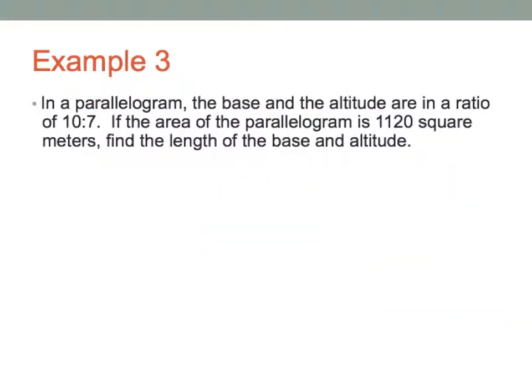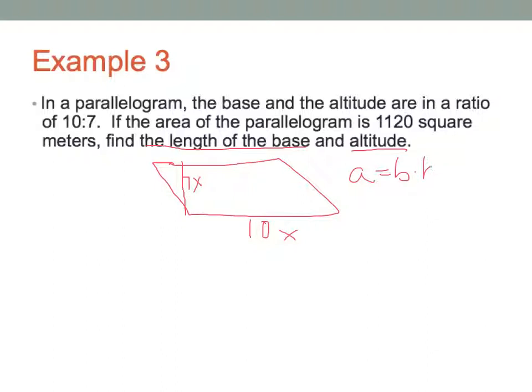Next, example 3. In a parallelogram, the base and the altitude are in ratio of 10 to 7. We've seen examples like this in chapter 10, and they're coming up more in chapter 11. So I'm going to say this is the base, this is my altitude, and they're in ratio of 10 to 7. The area of the parallelogram is 1,120 square meters, and they're asking me to find the length of the base and the altitude.